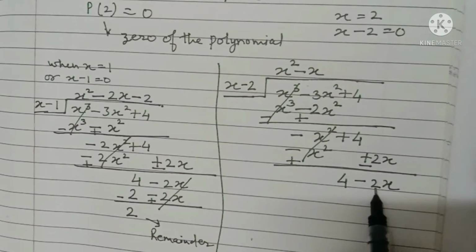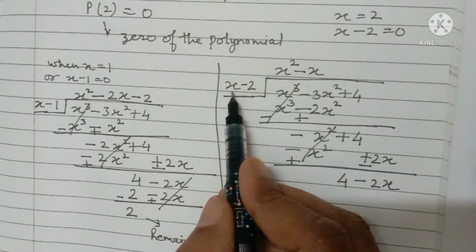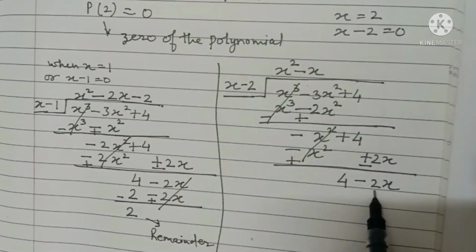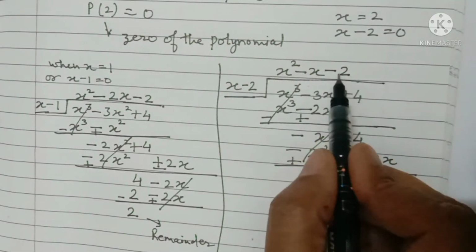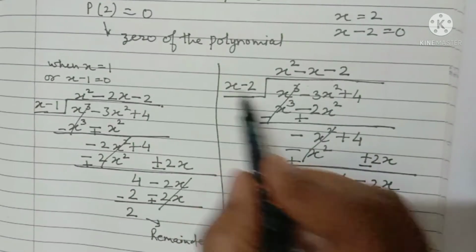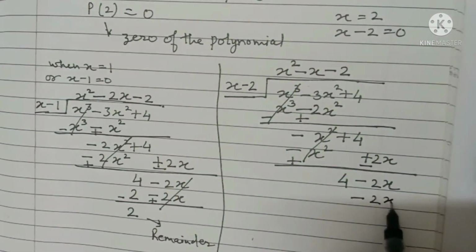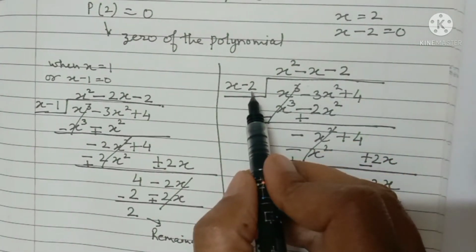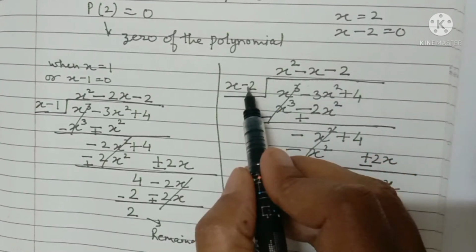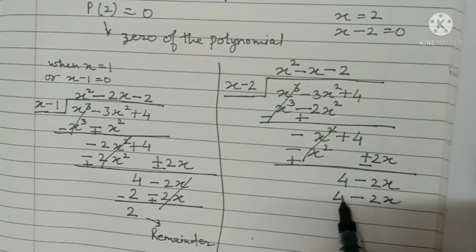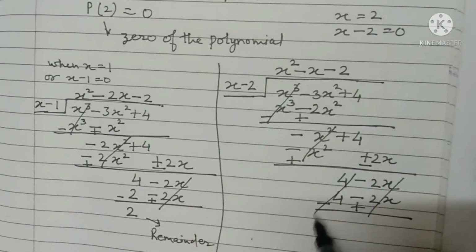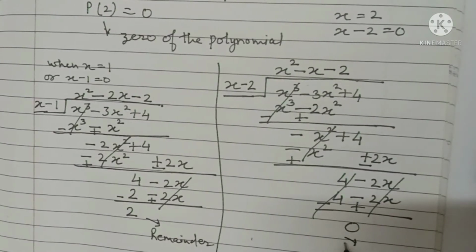Now multiply to make it minus 2x, so you will multiply by minus 2. So minus 2 into x is equal to minus 2x, and minus 2 multiplied by minus 2, so minus minus plus 2 2s are 4. Write down here. Now change the sign, this is minus, this is plus, and you will get 0 as the remainder.